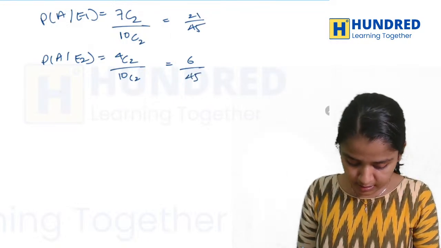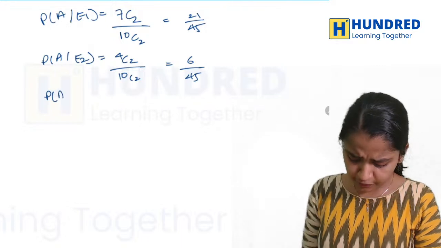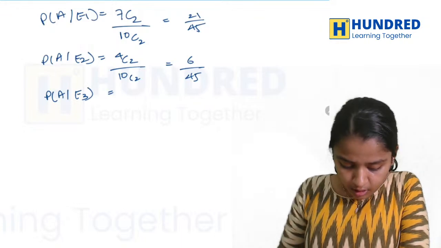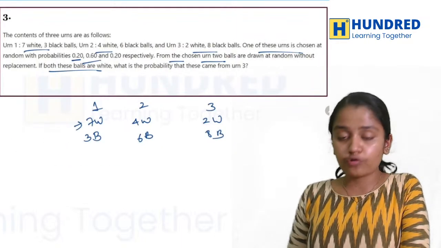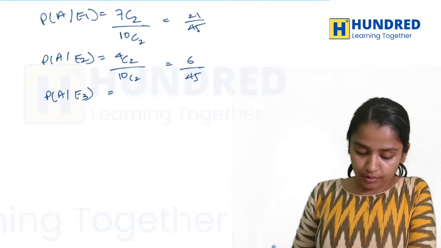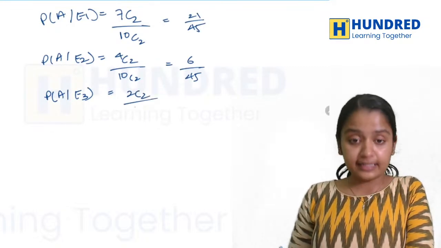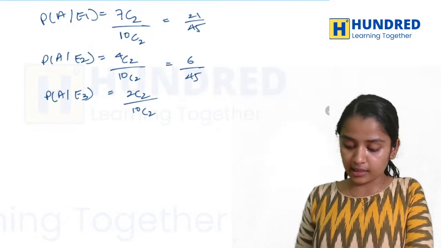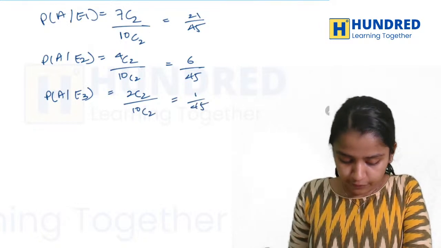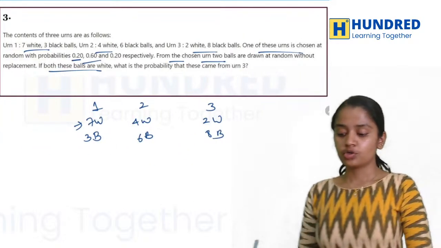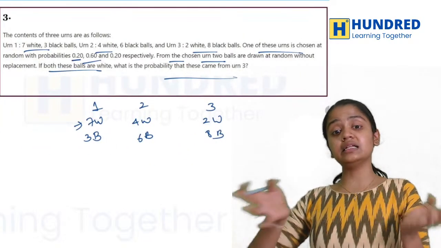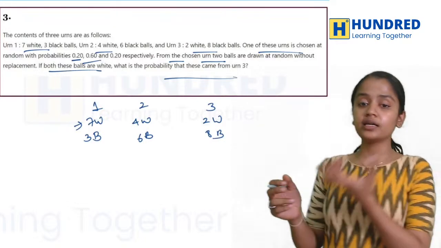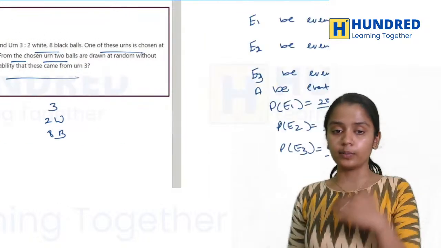Next is P of A given E3. So P of A given E3 is nothing but what is it? In total how many do you have? Only 2 white balls. So 2C2 out of 10C2, total 10 balls, you choose 2. So 1 by 45. So what is asked in the question? The question is the probability of getting 2 white balls from urn 3. The white balls are already given, we are being asked the probability that it comes from urn 3.